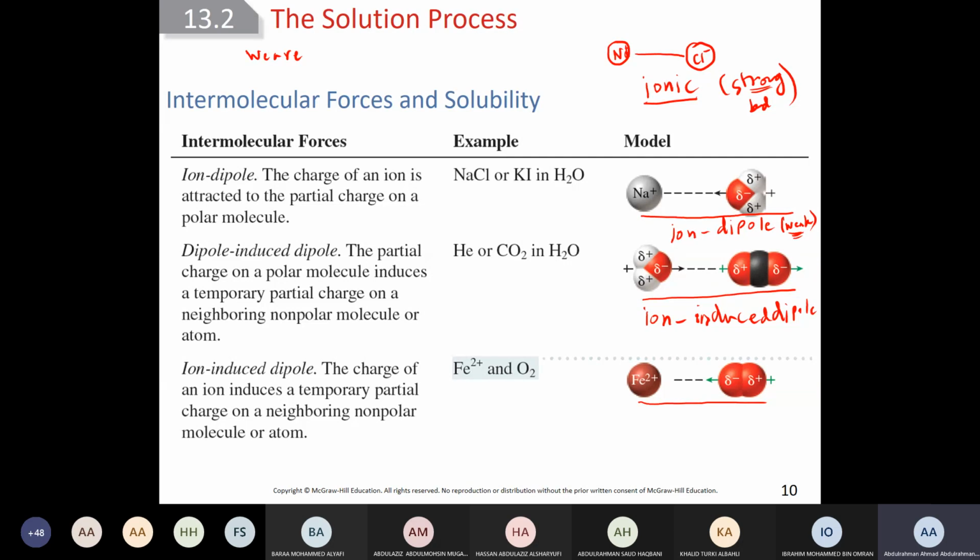Because we are having many ion dipoles. It's not one. There is water everywhere. Got it? So the total will be stronger. Each one is very weak, but the total should be stronger than this one. Clear? Good, I hope so.